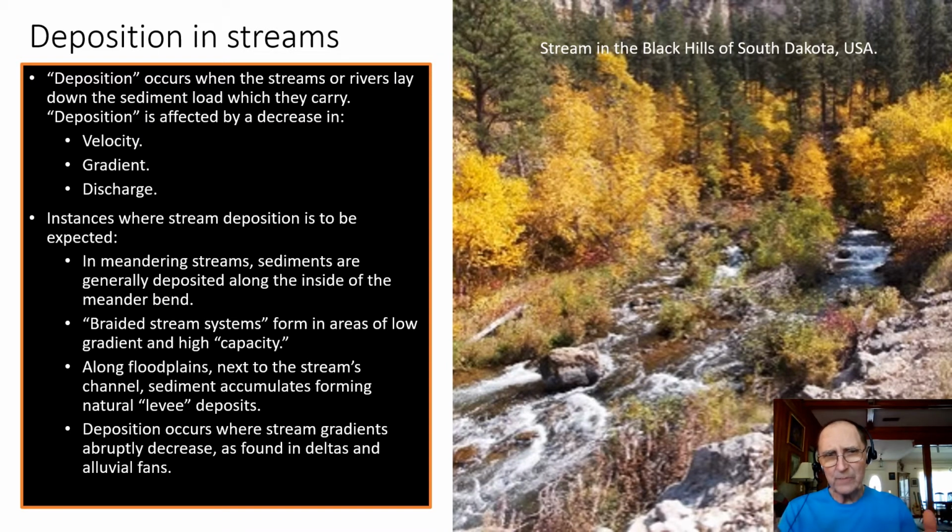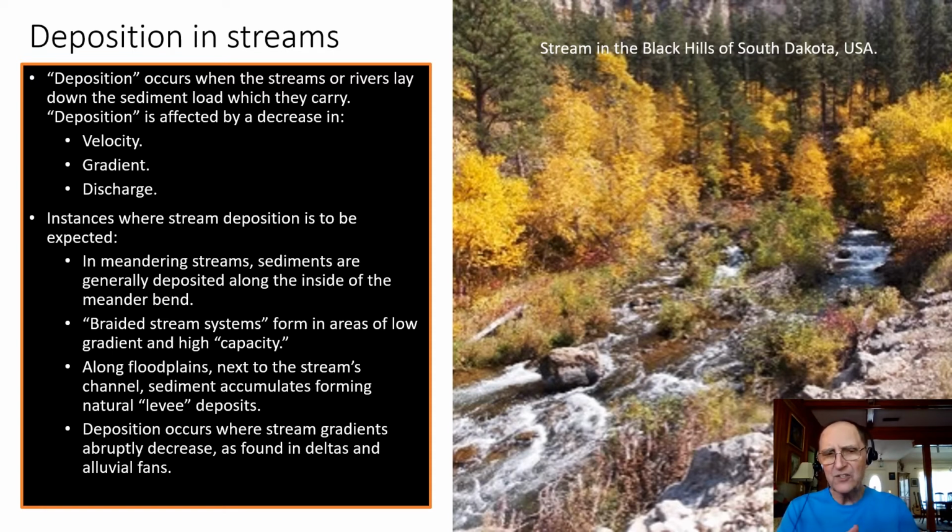Now, deposition in streams occurs when the stream or the river lays down the sediment load that it carries. Deposition is affected by a decrease in the velocity of the stream, a decrease in the gradient, or a decrease in discharge. Where would you expect deposition to take place in the fluvial system? Well, we already talked about the meandering streams, where sediments are generally deposited along the inside of the meander, the point bars that we talked about.